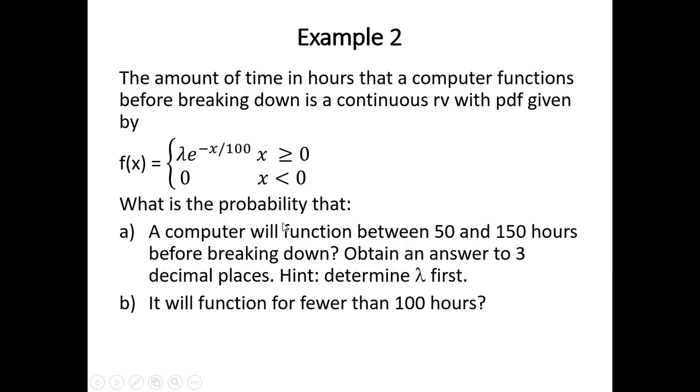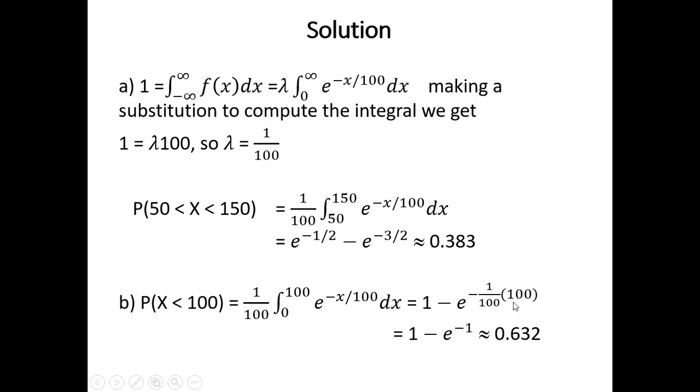We want to find the probability that the computer will function between 50 and 150 hours before breaking down, and we'll get our answers to 3 decimal places. And then we want the probability that the computer will function for fewer than 100 hours. So if we think about this property that I mentioned before, that when you integrate a PDF it has to be equal to 1, we could use that here.